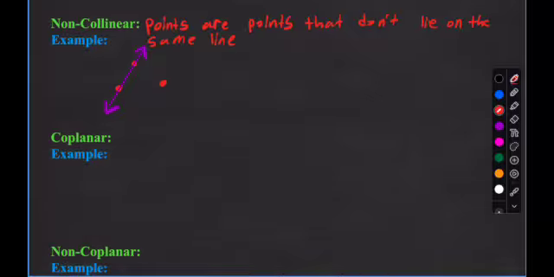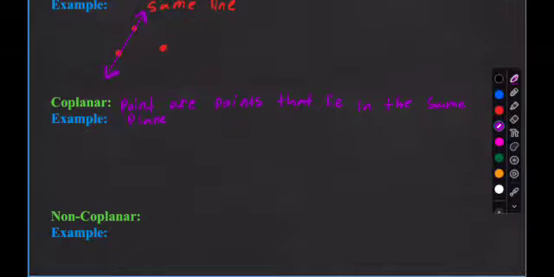Okay, let's talk about coplanar. And we're going to specifically talk about points. Coplanar points are points that lie in the same plane. Go figure, right? Collinear, they lie on the same line. Non-collinear, they don't. Coplanar, they lie in the same plane. Non-coplanar means that they are points that do not lie in the same plane.